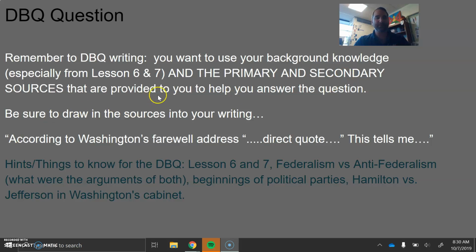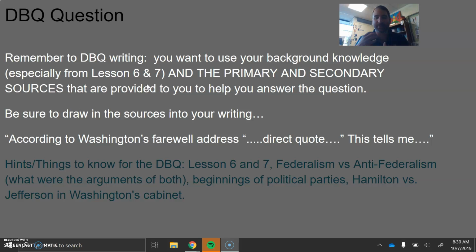Remember to draw in those primary sources in your writing, such as according to Washington's farewell address, and then you have that direct quote from that primary source, and then your analysis of it. Finally, some hints and some things to know for the DBQ. Lesson 6 and Lesson 7. You'll want to know a little bit about federalists versus the anti-federalists. What were the arguments of both?